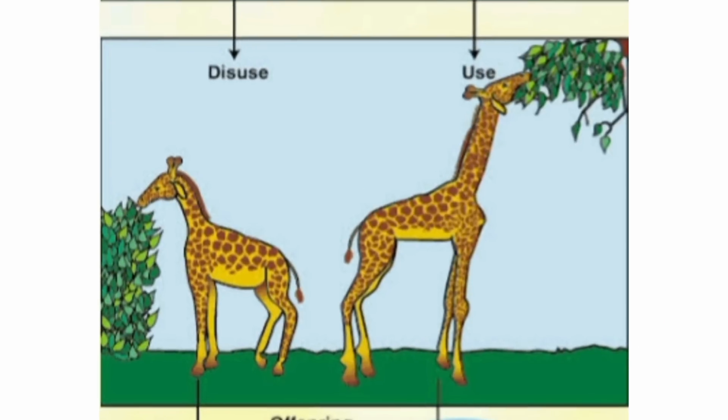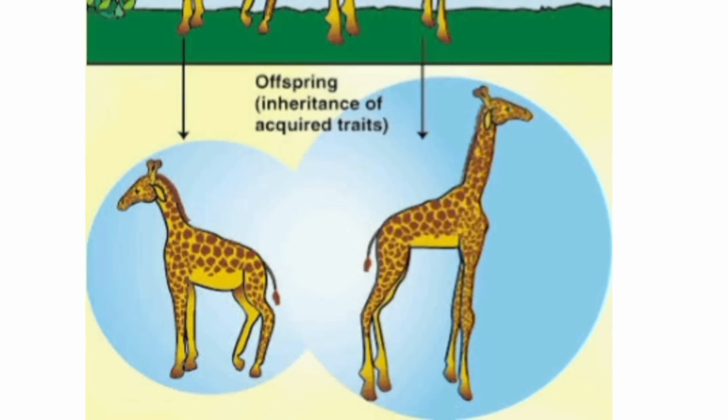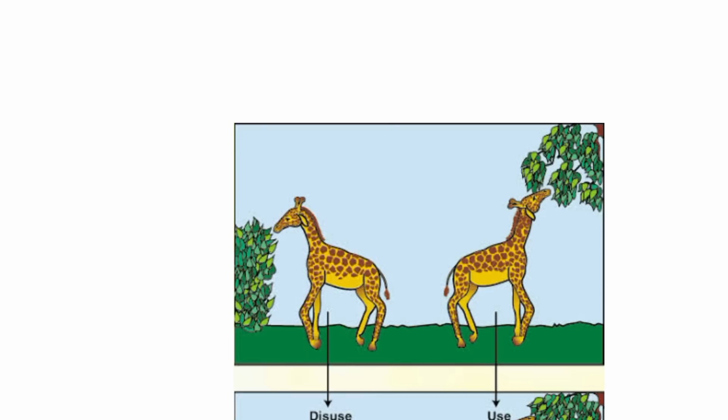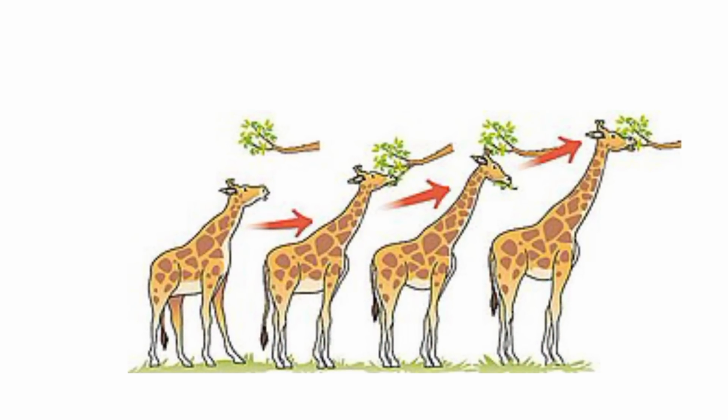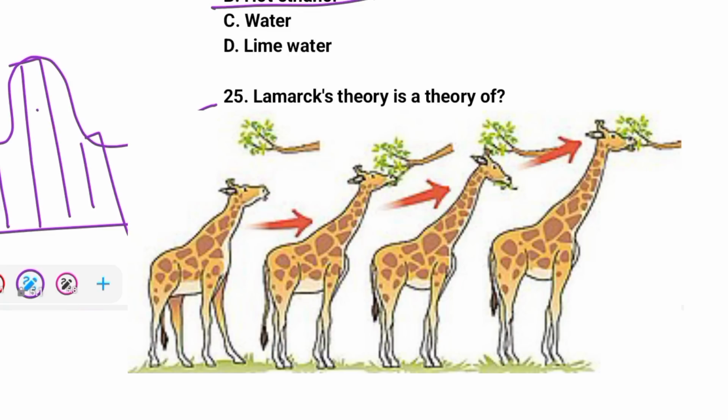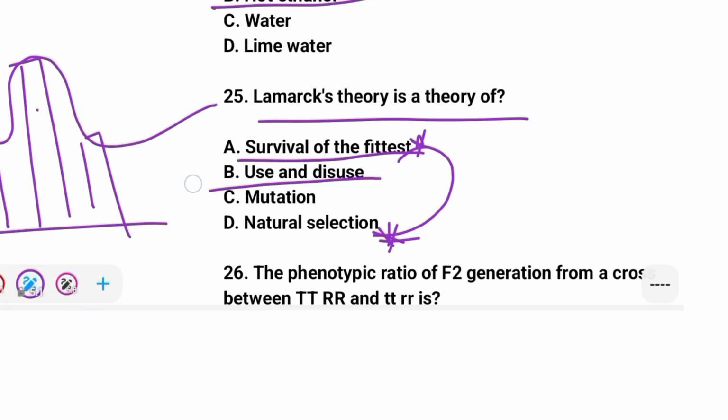That is, an organism can respond to its environment by using a part of its organ or by not using a part of its organ, like what you have in the giraffe, as you can see in the diagram. Because the giraffe has been stretching its neck to pick up plants from tall trees, that is why it has a long neck. That trait of having a long neck will be passed down to the generation of that giraffe. So that is use and disuse by Jean Lamarck. So the answer is option B.